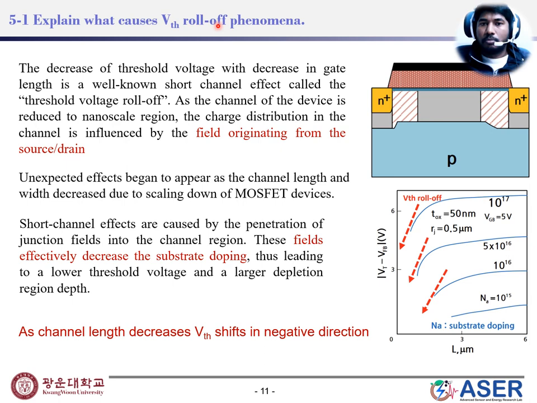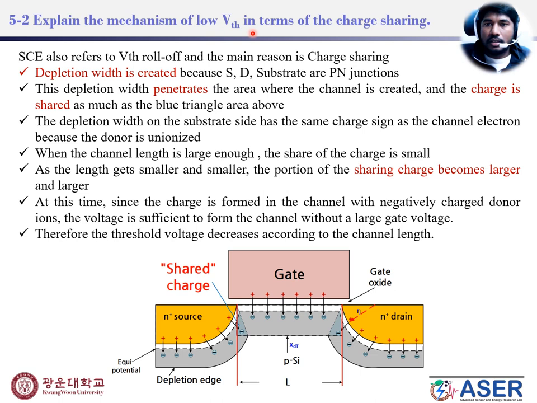Explain the mechanism of low VT in terms of charge sharing. The short channel effect also refers to VT, and another reason for this is charge sharing. The depletion width is created because the source, drain and substrate form p-n junctions, and this depletion width penetrates the area where the channel is created. The shared charge is marked as the blue triangle above here. When the channel length is large enough, the share of the charge is small, but as the length gets smaller and smaller, the portion of charge sharing becomes larger and larger.